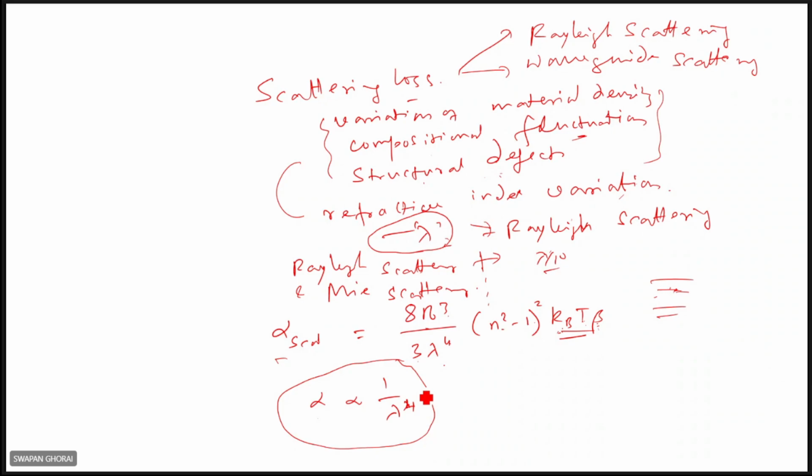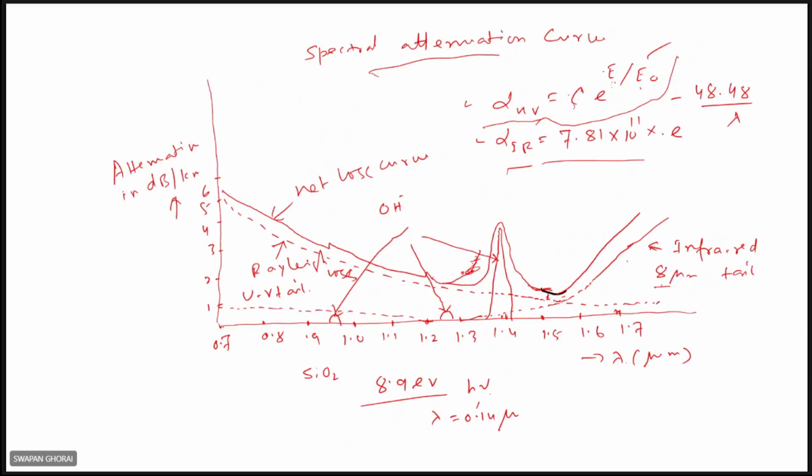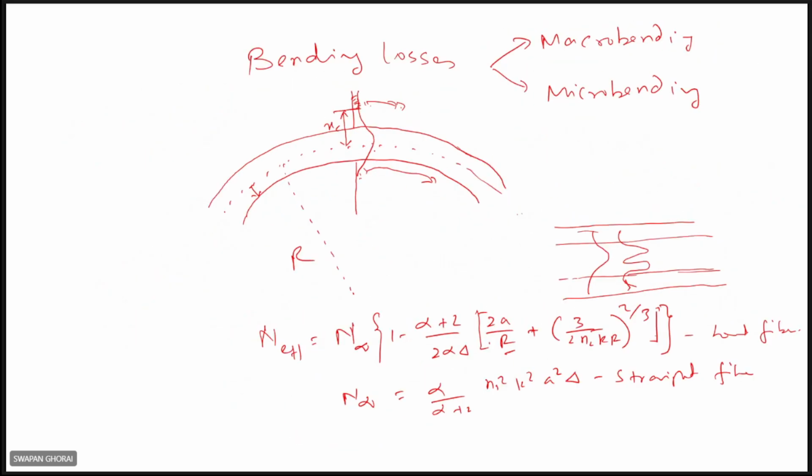Some complicated relations will be there. So we have mentioned this; initially you see it here: absorption, scattering, and also there will be radiation loss. So we have discussed absorption loss and scattering loss. Now another type of loss is the radiation loss.